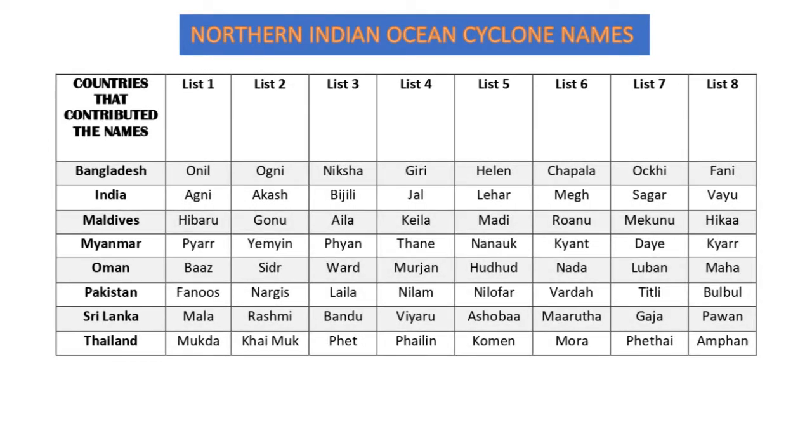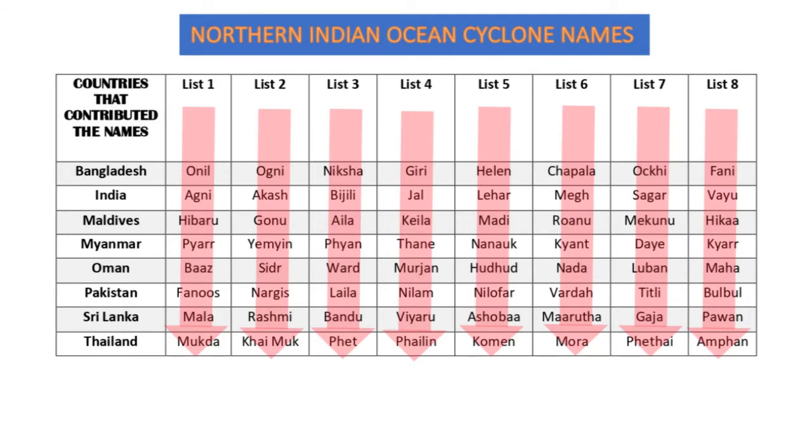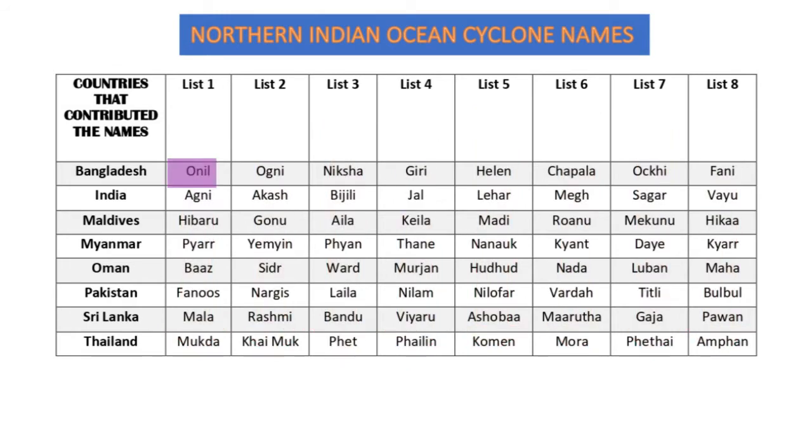Now the countries were arranged in alphabetical order, with Bangladesh first and Thailand being the last. You can see this in the tabular column. The names will be used sequentially, column wise. That means the first name will start from the first row of column 1. After that, the name in the second row of the first column is taken, and it continues sequentially to the last row in column 8.